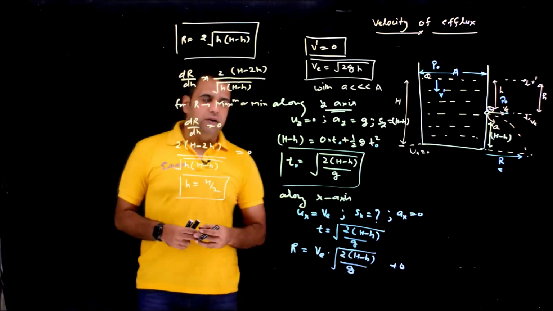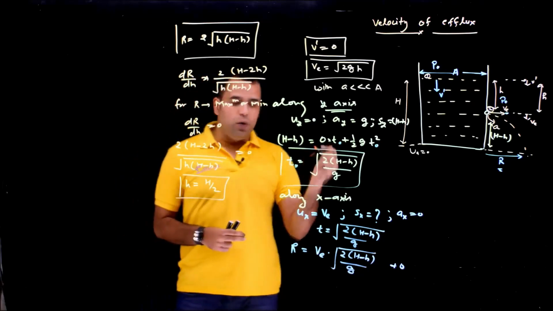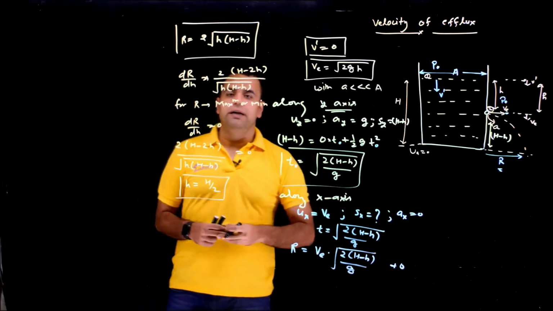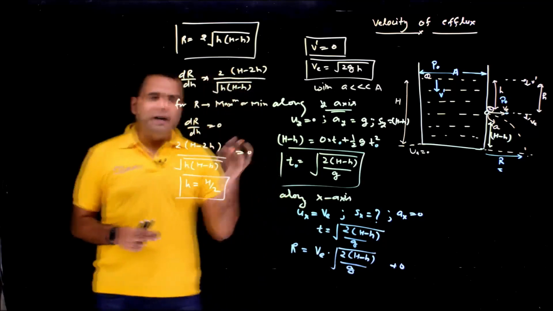So we are getting one value. So at this point, if we make the hole at this point, in between, the range is going to be maximum or minimum also. Let's check whether this is maximum or minimum.